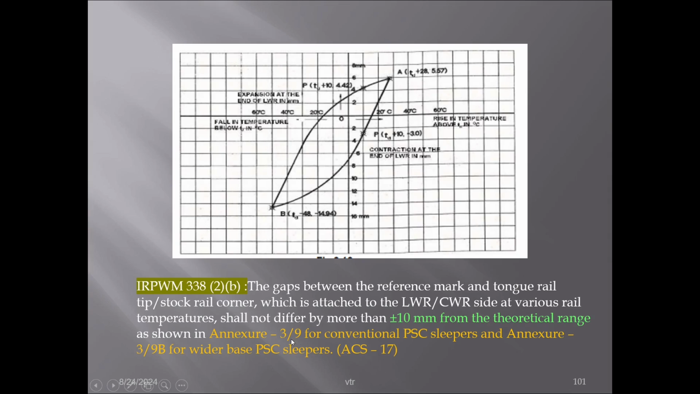Also, Annexure 3.9 is given for conventional sleepers, and Annexure 3.9B for wider base sleepers. For wider base sleepers, we have to work it out in a similar way, because the ballast will differ. Based on that, again we have to work it out, and there are 4 situations, and we can plot the curves that will give you the idea of the contraction and expansion, how much, and from there we can compute the range of gaps, as we have discussed earlier. This is about the loop curve and how the theoretical gaps have been fixed.